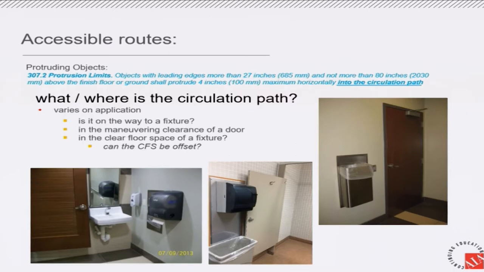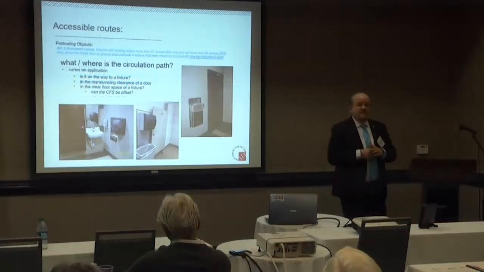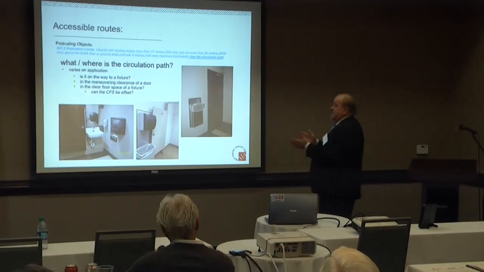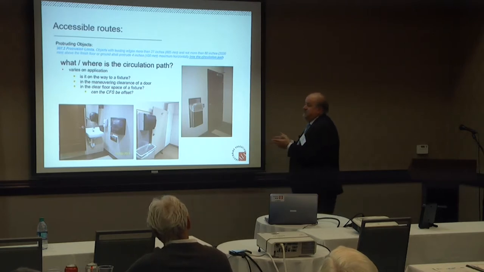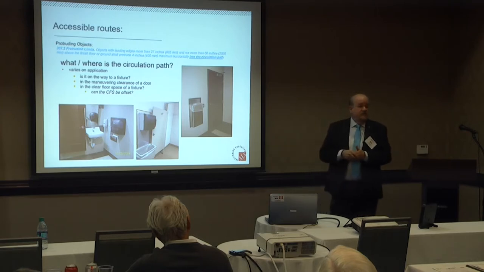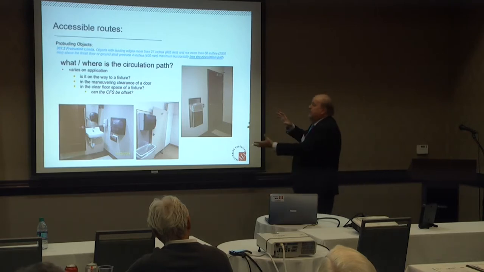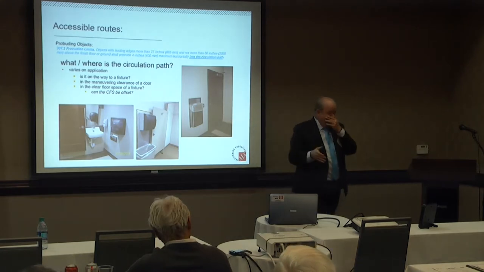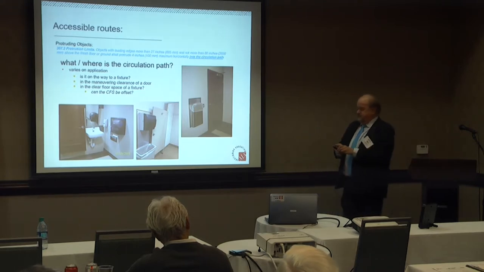And the one on the left is kind of like the one we just looked at in the tightness of it, but I also showed it for the swing of the door. Remember that the doors cannot swing over the clear floor space of any fixture. And there it does. And if you offset the clear floor space enough to get out of the door, you'd run into the paper towel. So this is a potpourri of nonconformances. I promised exciting content, right? There it is.